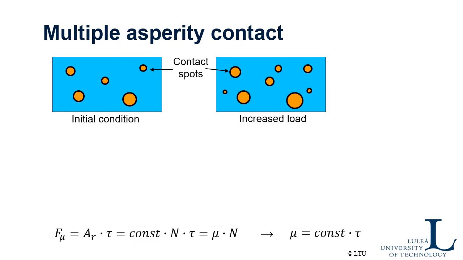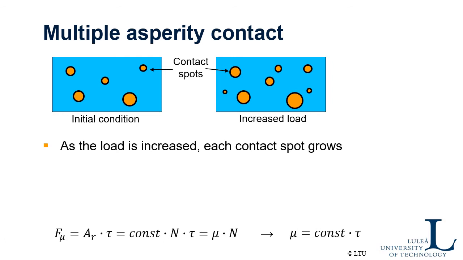Let's continue to discuss multi-asperity contacts. In this figure or illustration you see two cases. First, the initial condition case with, in this case, 5 contact spots, and on the right hand side you have increased the load and you have got a few more contact spots like this, and the original ones have grown a little bit.